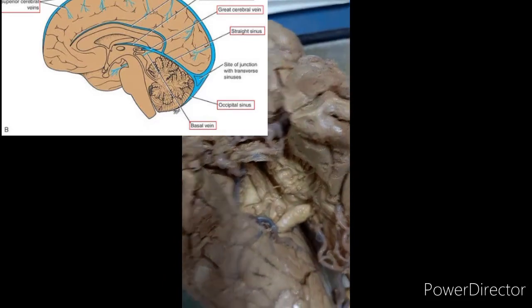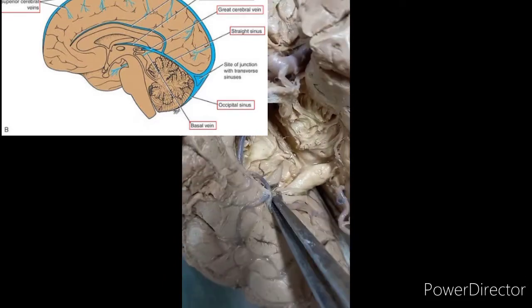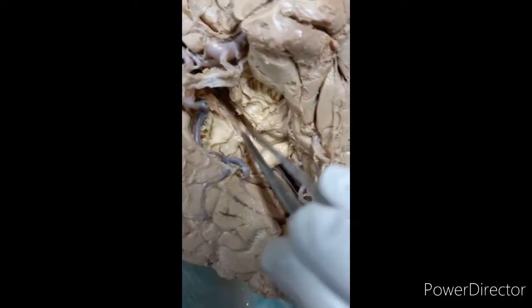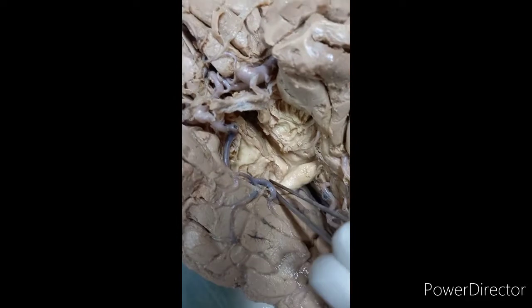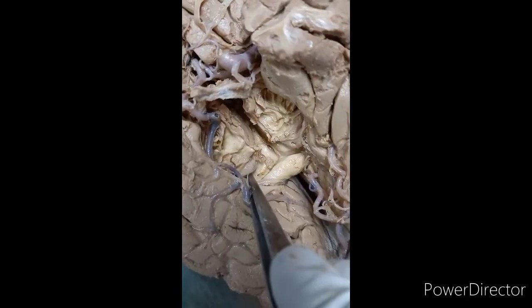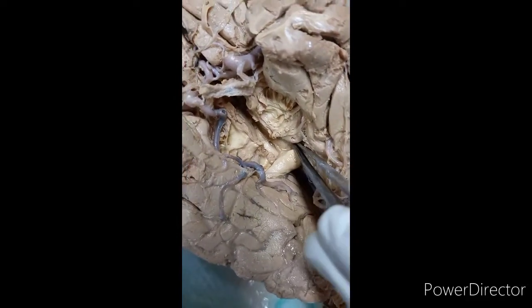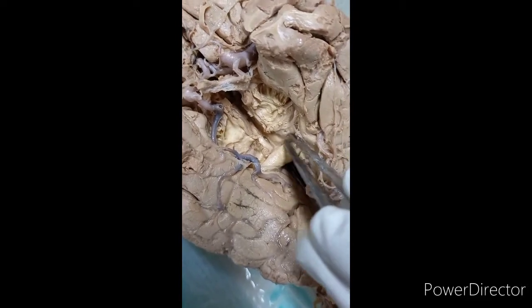So if we see like this, this is the thalamus of the left side and this is the thalamus of the right side. So this is the pulvinar end of the thalamus, this portion that is related superiorly with the midbrain.